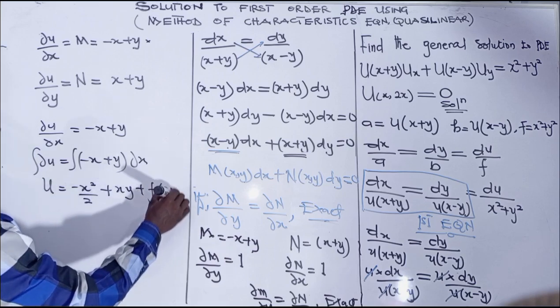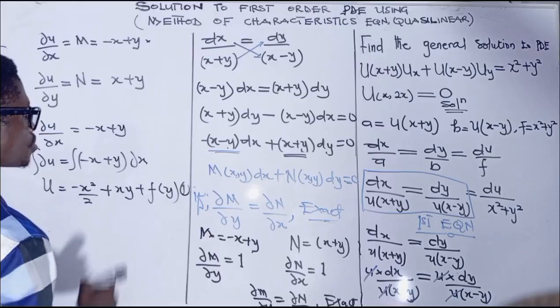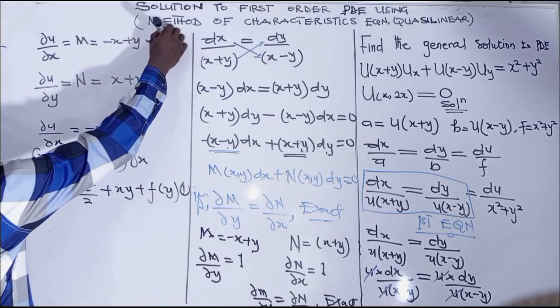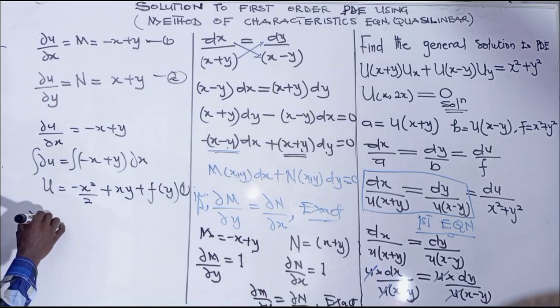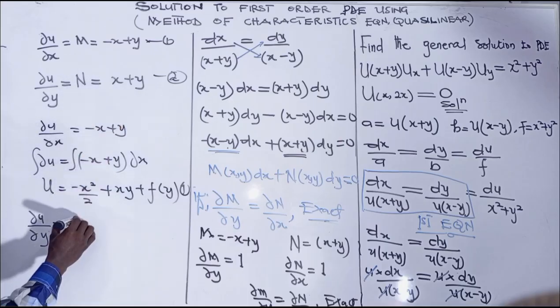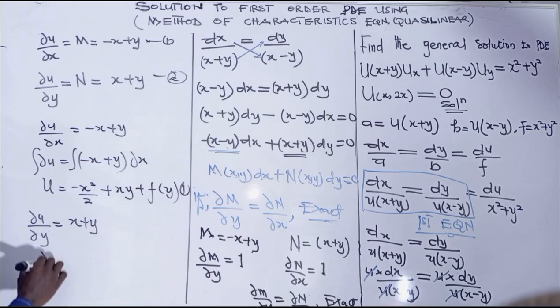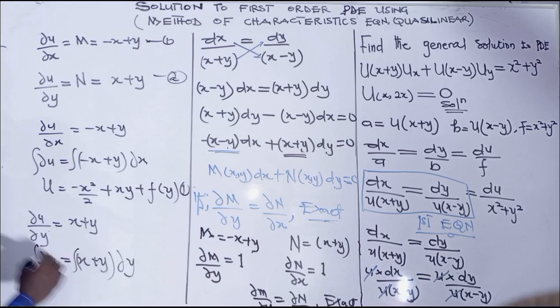A constant. Very, very easy. So this is the first equation. Let's see the first equation, and then we come for this second. Let's come for this. We have del u del y is equal to what? x plus y. So from here we can say that del u is equal to x plus y multiplying del y. So let's integrate both sides.